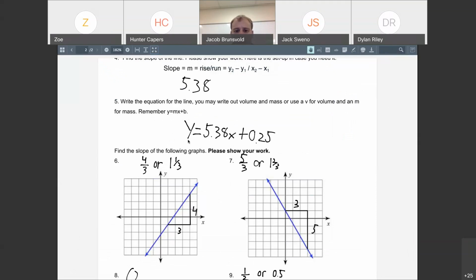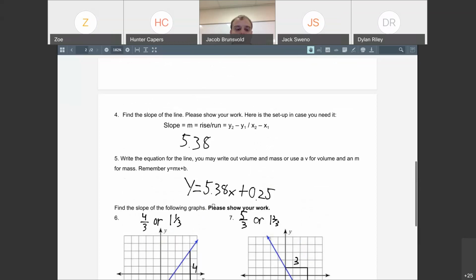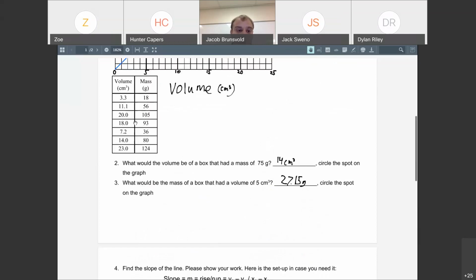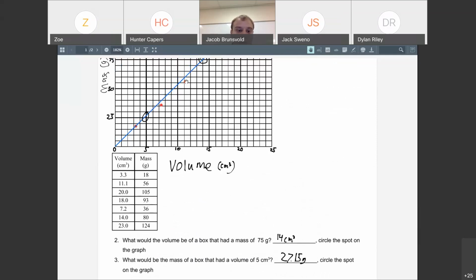Okay, so you wrote out the equation. That's good. You want to include units with your density. So this 5.38 should be, yeah, and if you got 5.25, Eli, that's fine too. It really depends upon which two points you use. Or maybe you didn't even use points from the table. Maybe you use points from the line. All of that will affect your answers.